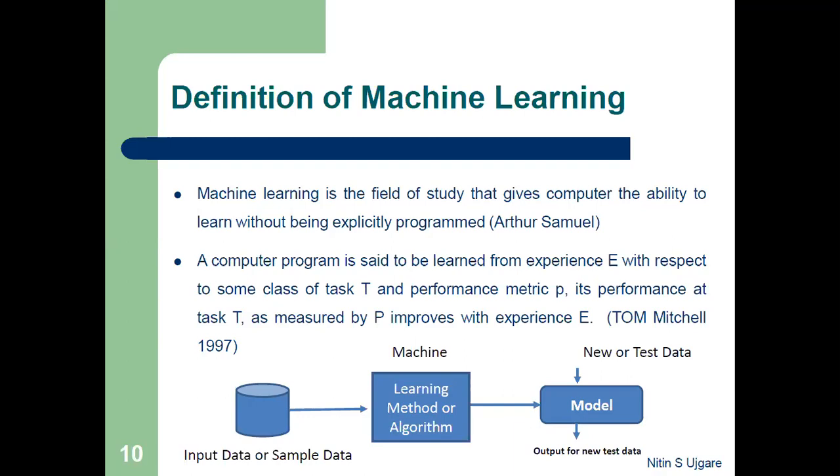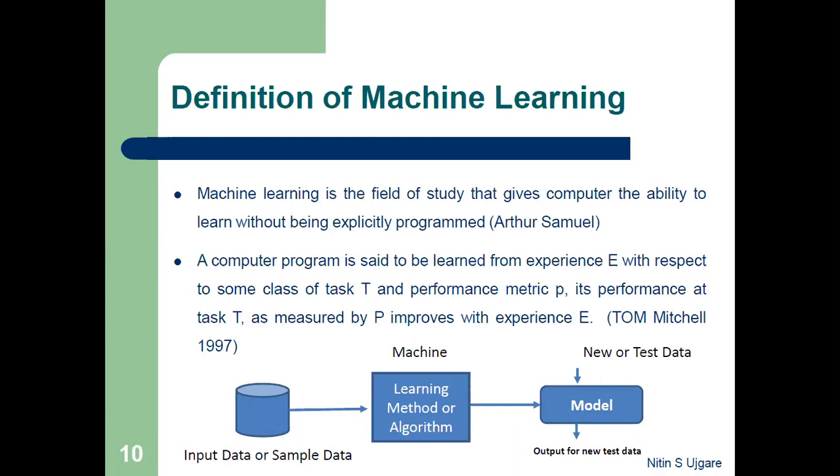So here you can see that the input data or the sample data is given as an input to the machine learning method or the machine learning algorithm, which generates the machine learning model. And to this constructed machine learning model, we give the new data, which is completely different from our sample data or the input data, and we observe the output from this constructed model. And we infer some meaningful information from the output, which may be helpful to take some business decisions.